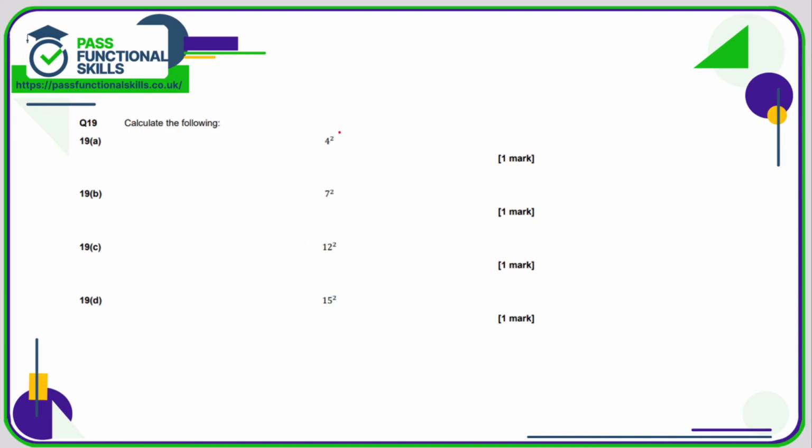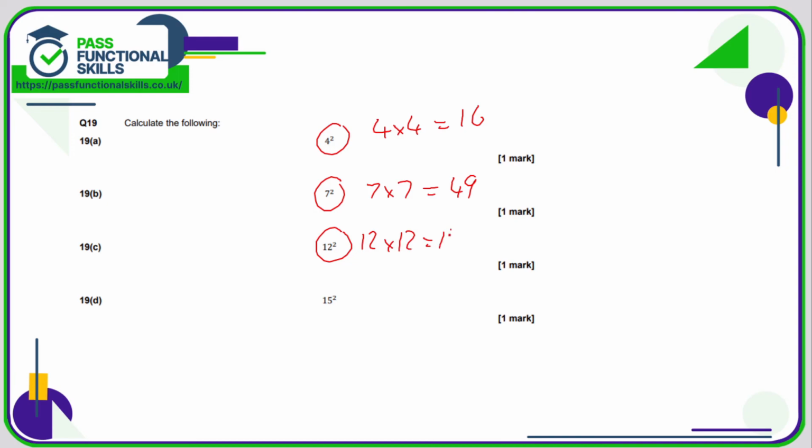Question number 19. 4 squared, that means 4 times 4, which is 16. 7 squared means 7 times 7, which is 49. 12 squared means 12 times 12, which is 144.